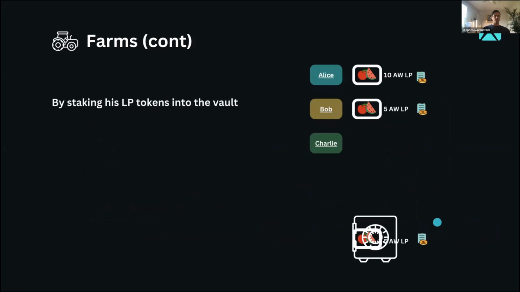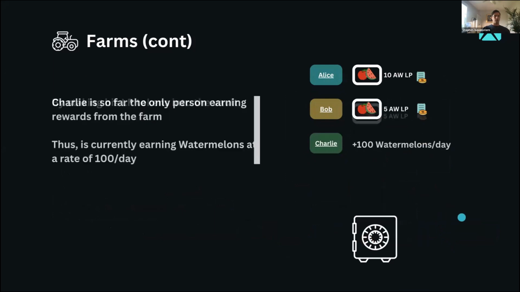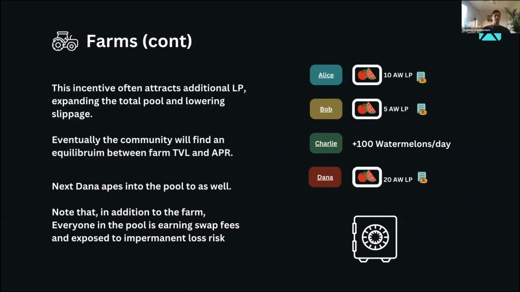So Charlie stakes his LP tokens into the vault, or into the farm. Since it's 100 watermelons per day and Charlie's the only staker, he's going to be getting all of that. Usually these liquidity mining campaigns are a way to scale your liquidity. So what you're hoping to see is someone like Donna shows up.